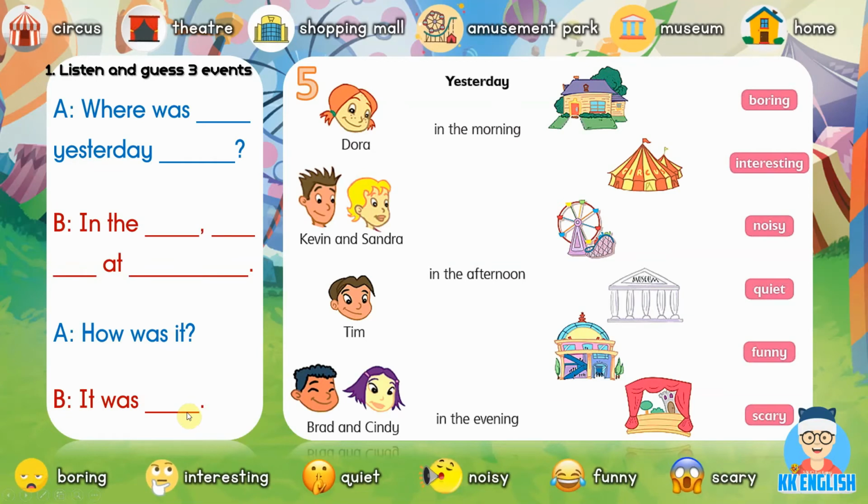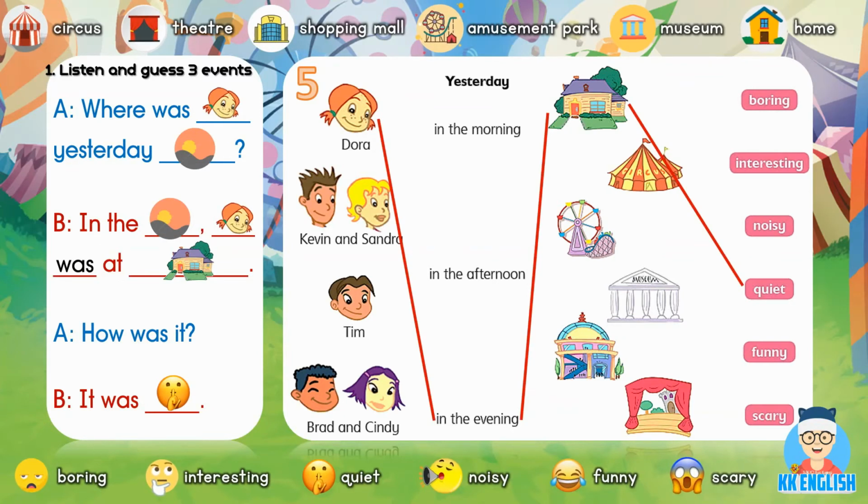Again, number 5. Where was Dora yesterday evening? In the evening, She was at home. How was it? It was quiet. Can we check the answers already? 3, 2, 1. And the lines 3, 2, 1.